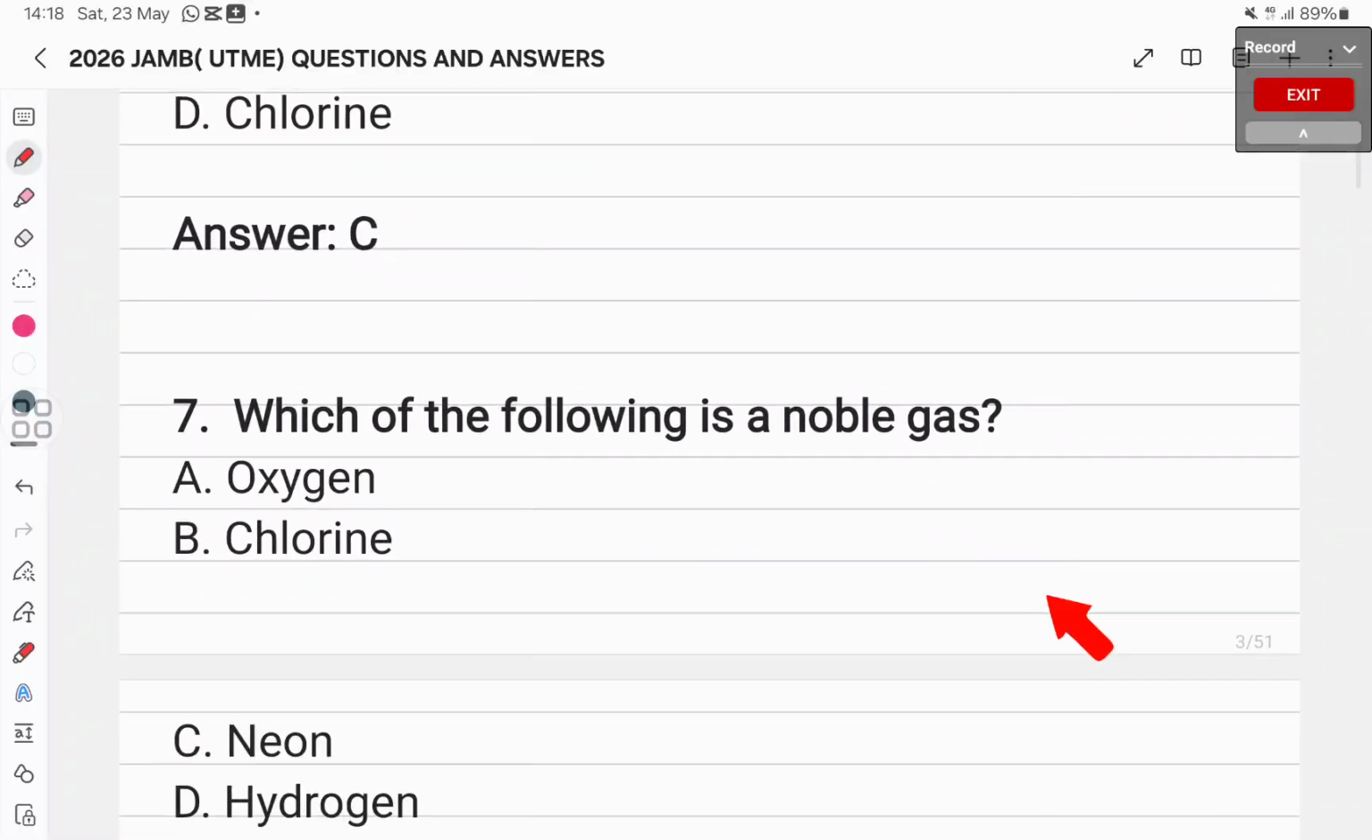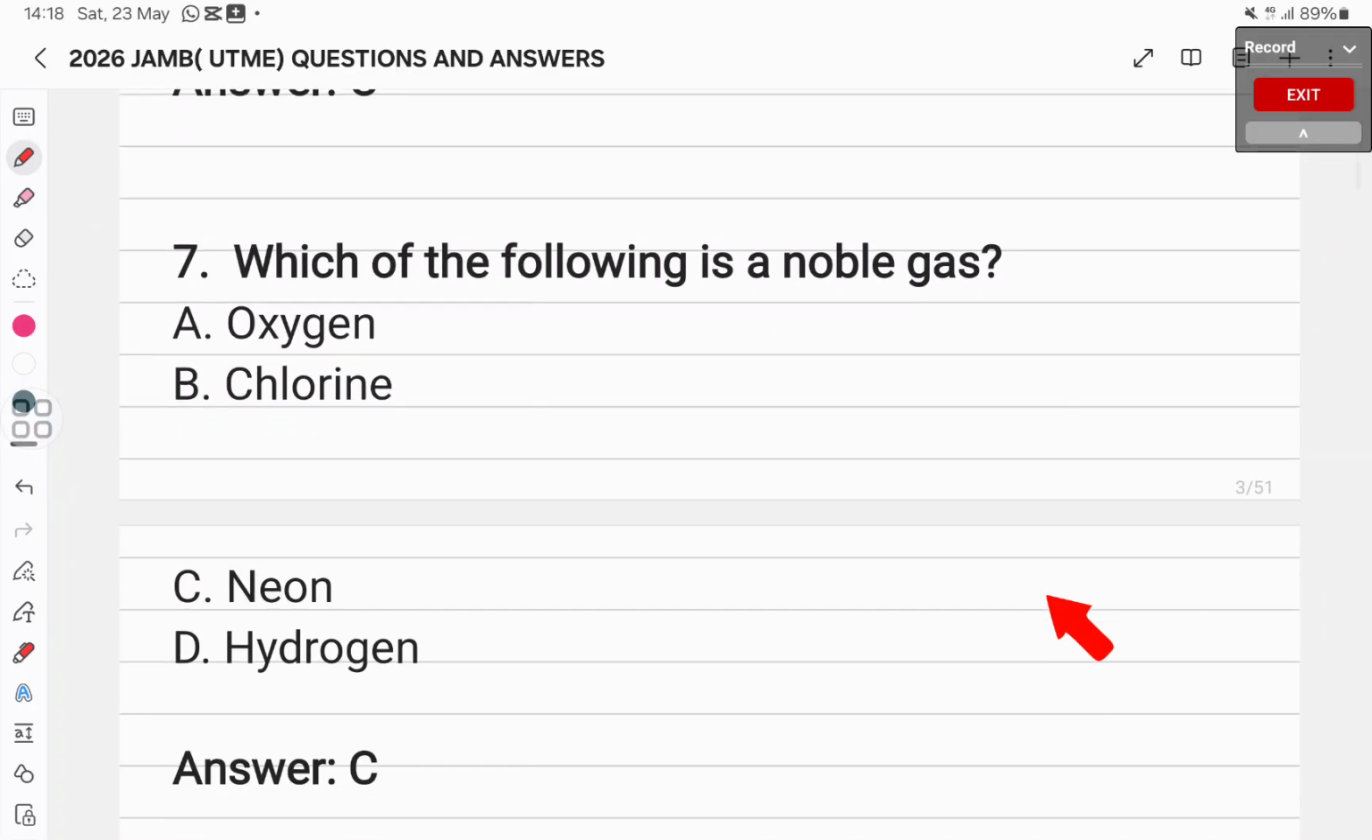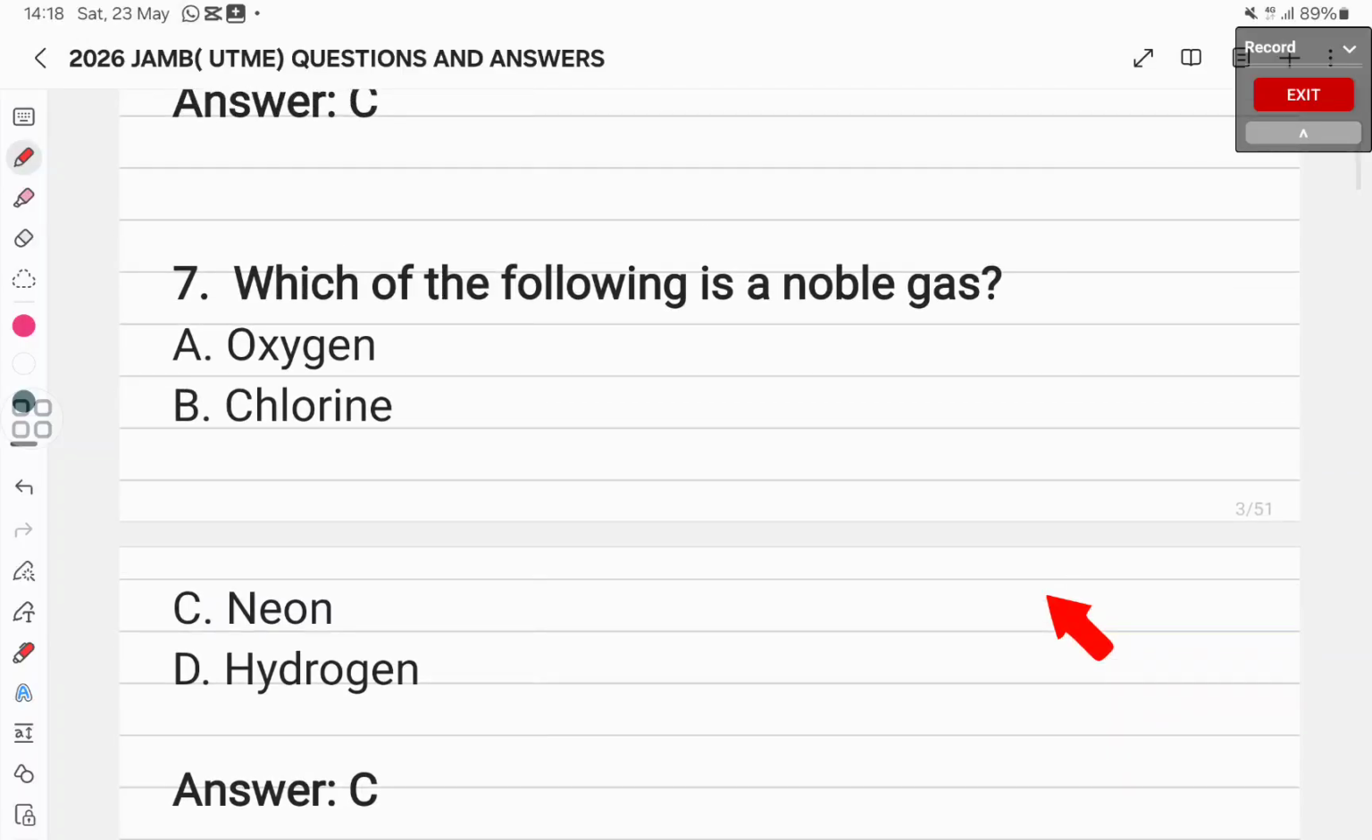Question number 7. Which of the following is a noble gas? The correct answer is C. Students of chemistry who are familiar with their periodic table or charts will know that noble gases are elements that are found in group 0 on the periodic table. Check your periodic table. The last column on the periodic table, which you call group 0, there you find the noble gases.